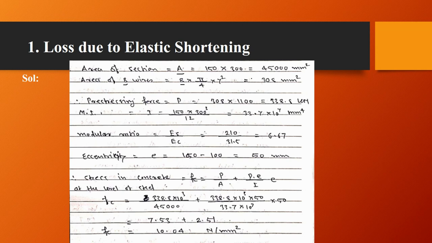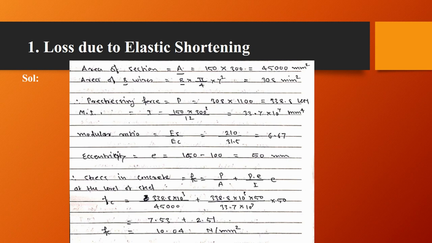So as we know, the stress in the cable is provided to us. If the wires are tensioned to a stress of 1100 Newton per mm square, it means that the stress in the wire is given. So you have to apply the relation stress is equal to force upon area. By using this relation, we'll be able to calculate the force.